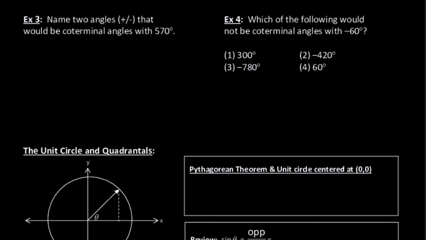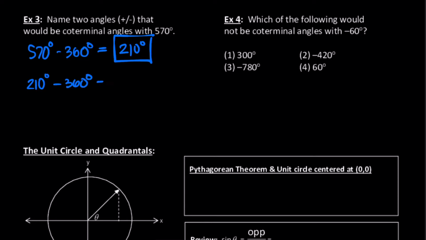Example 3: name two angles, one positive, one negative, that would be coterminal with 570 degrees. So I'm not going to draw this one. We are going to just subtract 360 degrees until we get to two coterminal angles. So we start with 570 minus 360 degrees, and that is 210. So there's one. That's a positive angle, coterminal with 570 degrees. Now, if I need a negative one, I'm going to start with 210 and then subtract 360 from that. 210 degrees minus 360 is negative 150 degrees. So there are two angles coterminal with 570 degrees.